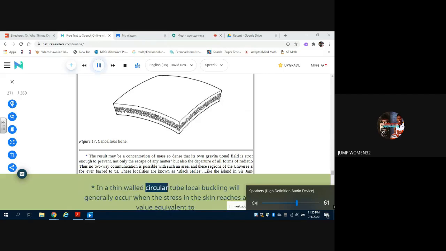Asterisk. In a thin-walled circular tube, local buckling will generally occur when the stress in the skin reaches a value equivalent to the expression in which t equals wall thickness, r equals radius, and E equals Young's modulus.